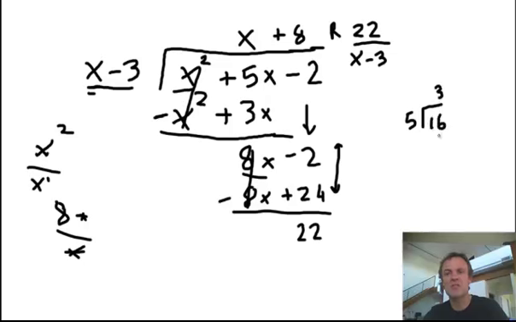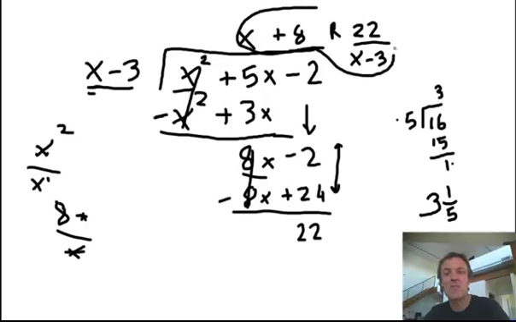Just like 5 into 16 goes 3 times, because 3 times 5 is 15. When there's one remainder, the answer would be 3 and 1/5. Remember that? You kind of change it to a mixed number because the 1 has gone over the original divisor. So same thing. That's how you'd write the answer. X plus 8, remainder 22 over x minus 3, because x minus 3 was the original divisor. Okay?